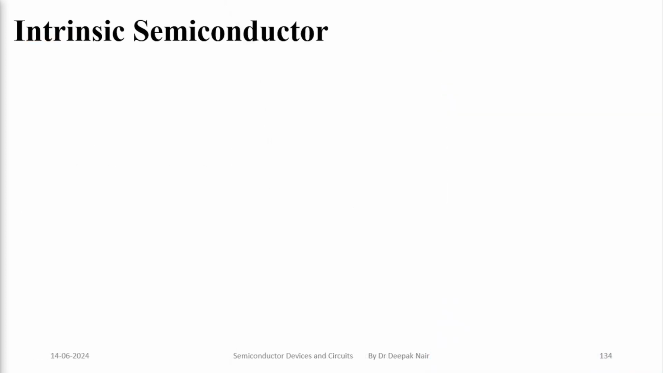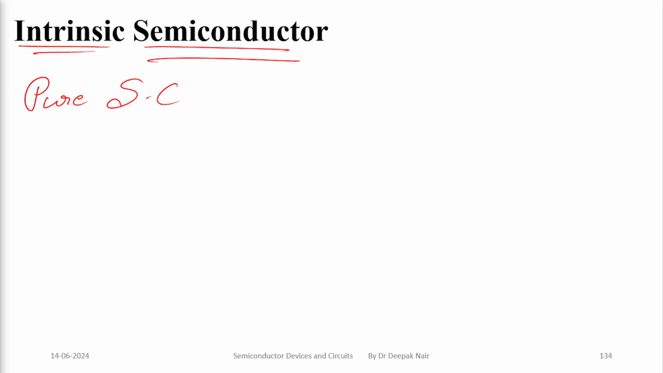First of all, let us talk about intrinsic semiconductor and how we can establish some relationships with the Fermi-Dirac distribution in the case of intrinsic semiconductor. Intrinsic semiconductor represents pure semiconductor, and pure semiconductor has an equal number of electrons and holes.